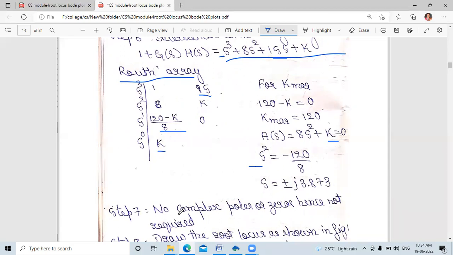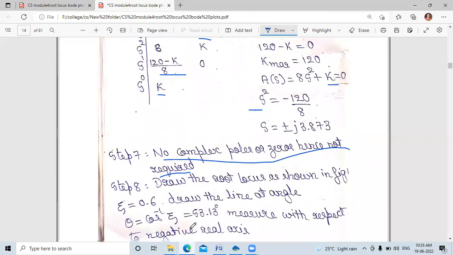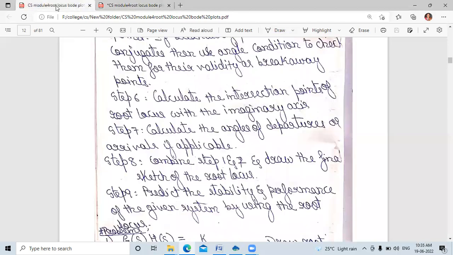And here, there are no complex roots. When you see, they have given s plus 3 and s plus 5 in the denominator. So s equals 0, s equals minus 3, s equals minus 5; no complex roots are there. So no need for the angle of departure, since no complex poles or zeros, hence not required. Step 7 is not required. That is step 7: calculate the angle of departure or arrival if applicable.